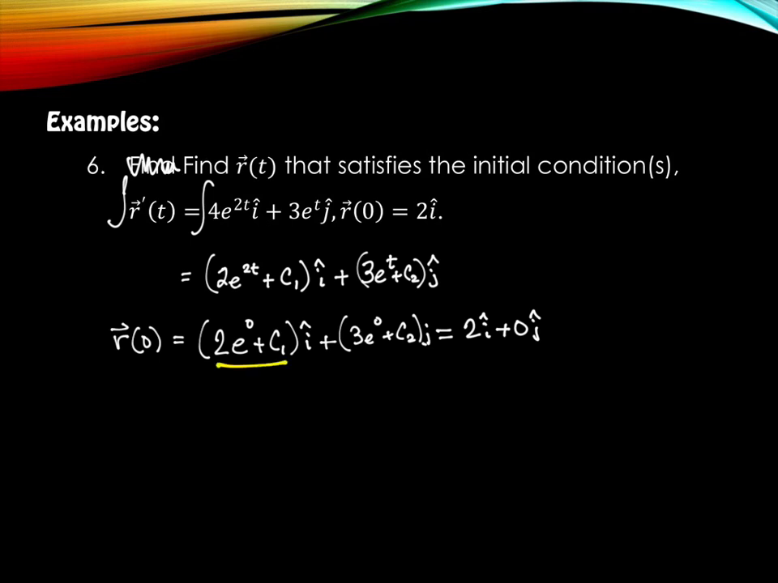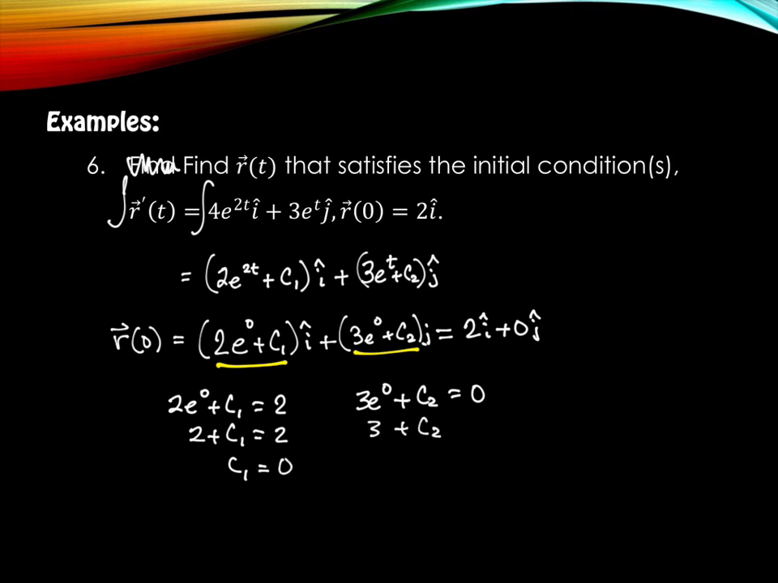Well, what this is saying is that 2e to the 0 plus c1 has to equal 2. And 3e to the 0 plus c2 has to equal 0. Okay, so we've got e to the 0 in here twice. What's e to the 0? It's 1. So we really just have 2 plus c1 is equal to 2. What's c1? It's 0. And we have 3 plus c2 is equal to 0. What's c2? Negative 3.